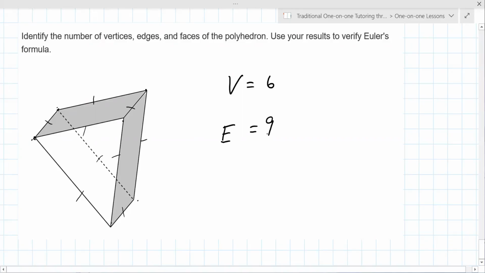And the thing is, if you miss one, you can't really do much. Faces: 1, 2. Then you've got the bottom, that's 3, and the front and the back. So I see 5 faces there.